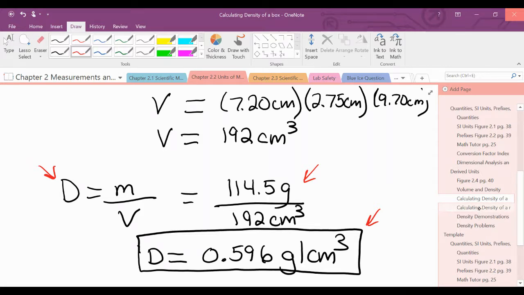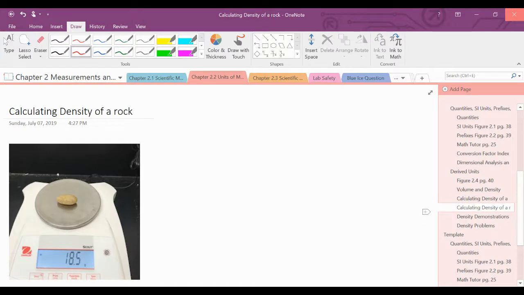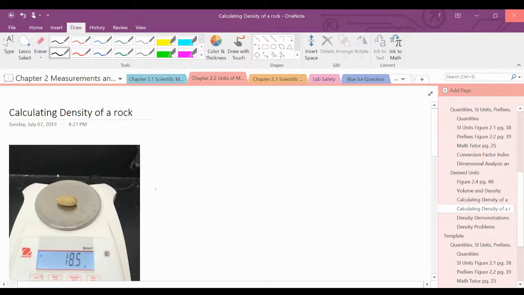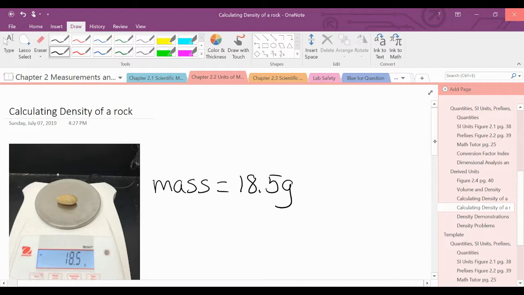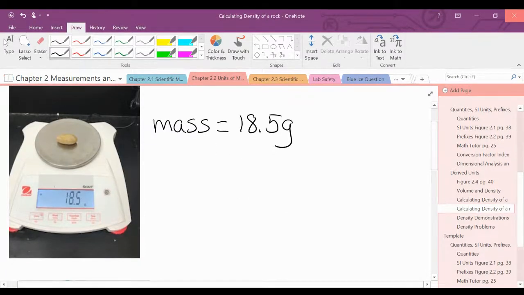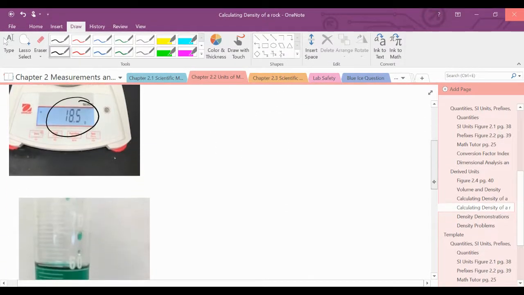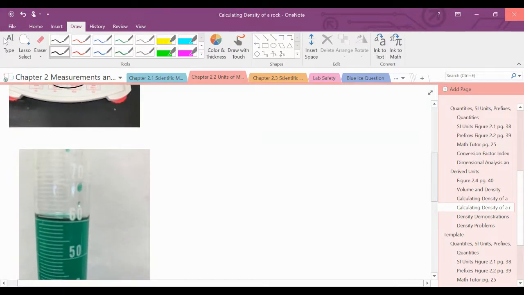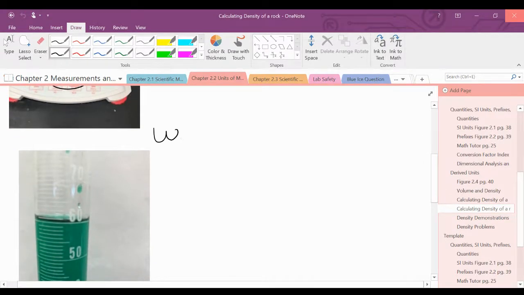The other object you could have to measure is something that's irregularly shaped, where you can't use a ruler to find the volume. So what I have here is a rock, and for the mass, I put the rock on, not a triple beam balance, excuse me, an electronic balance. And so the mass equals 18.5 grams. You can see that here. And then what I use to find the volume is called water displacement.